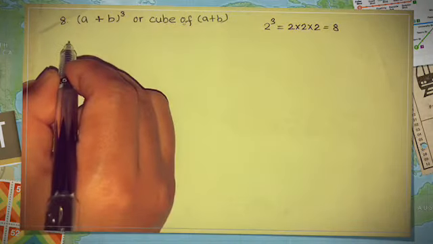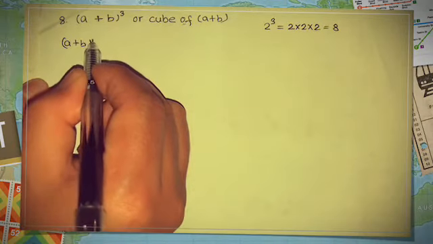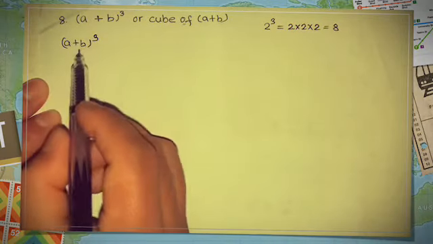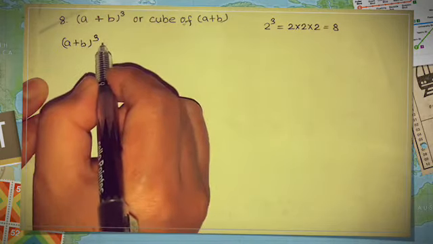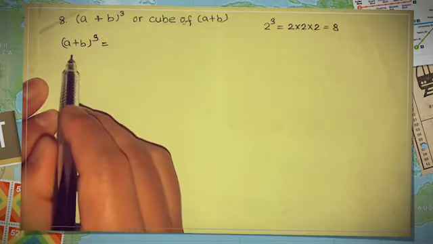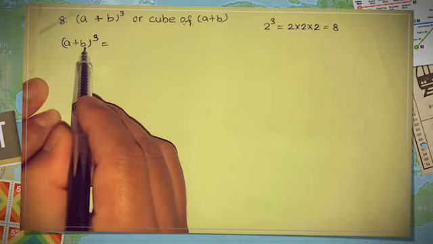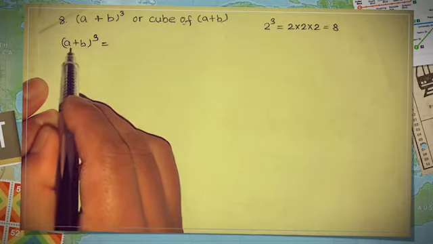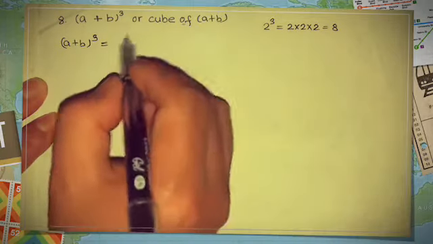Now here, this is (a plus b) cube, the cube of a plus b. Here we can see a and b are 2 terms. So in this case, how do you get it in the expanded form? That we are going to read today.